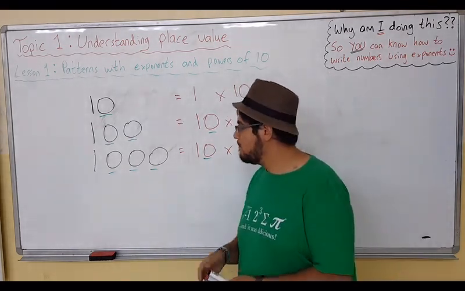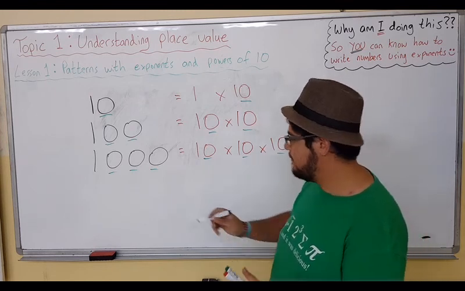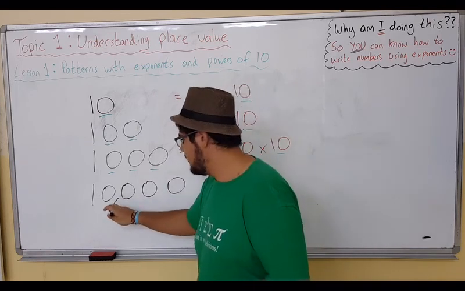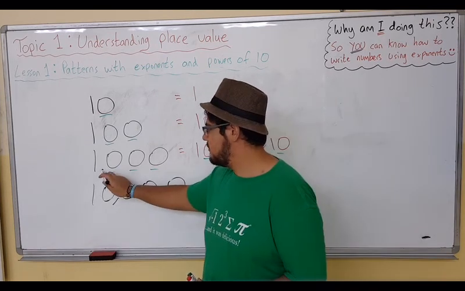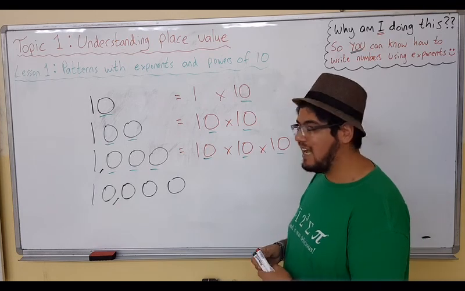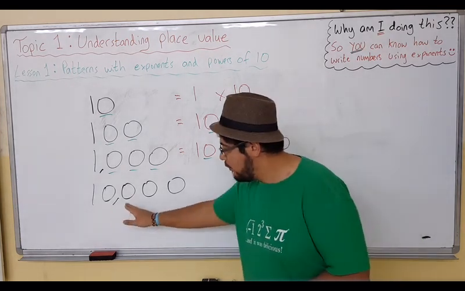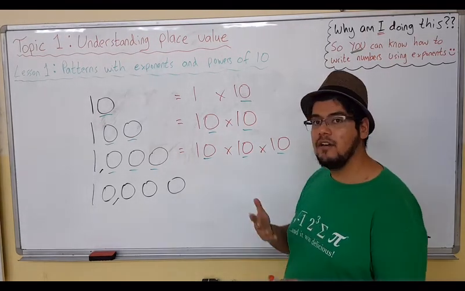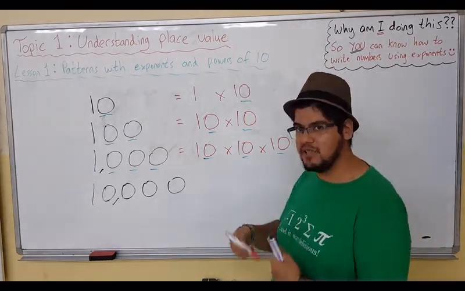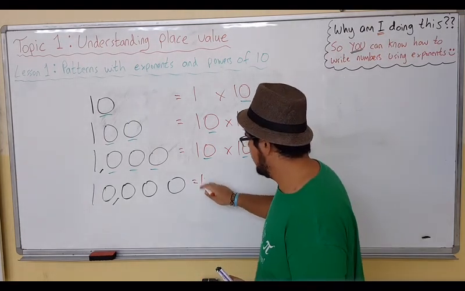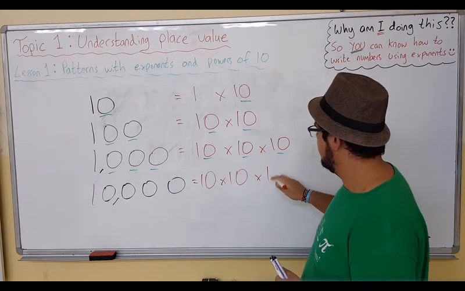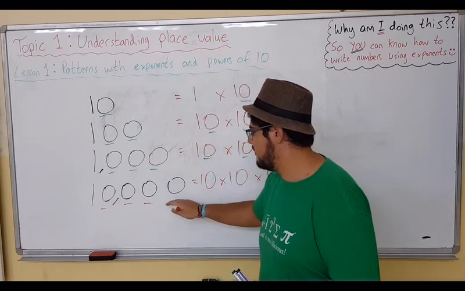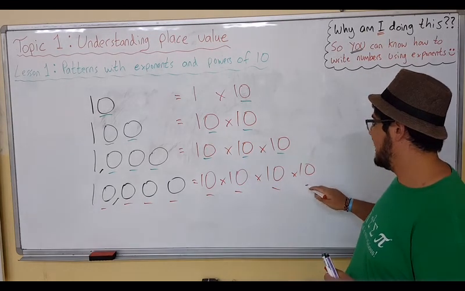Okay, so we'll do one more, right? So let's take 10,000, okay? Put a comma there. Exactly the same thing, right? We have 4 zeros, so that means we're going to put equals and have 10 times 10 times 10 times 10, right? 10 times 10 times 10 times 10. Okay? So 1, 2, 3, 4, 1, 2, 3, and 4.